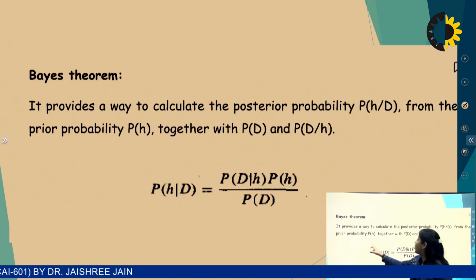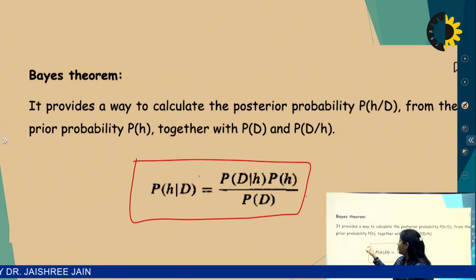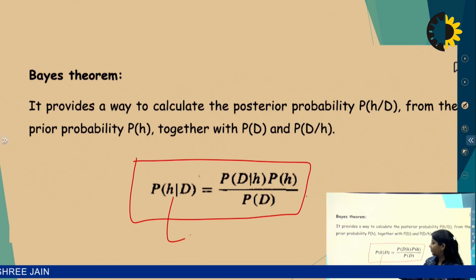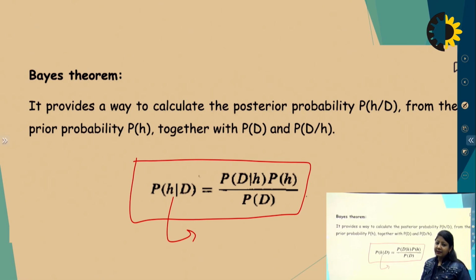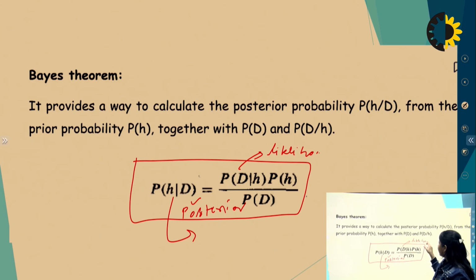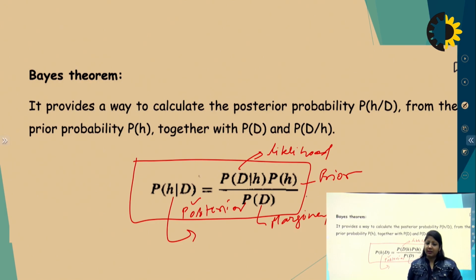So this is the Bayes theorem, in which we calculate the hypothesis probability and find the result for unseen data also. This is the formula: P(H|D) is what we have to compute. This is called the posterior probability, this is called the likelihood, this is the prior probability, and this is the marginal. So these are all the values in this formula.